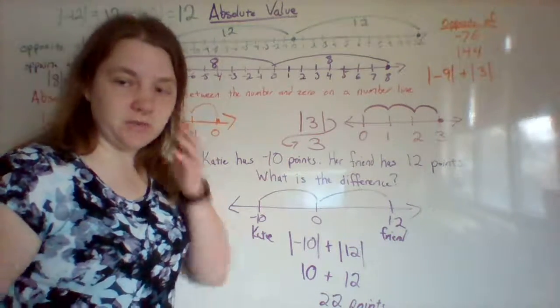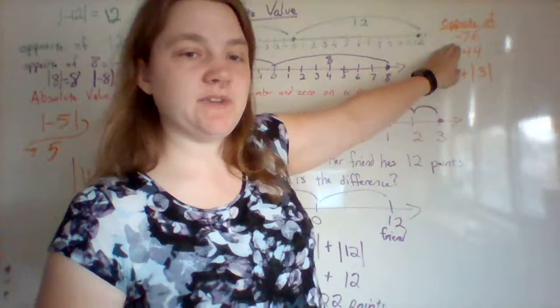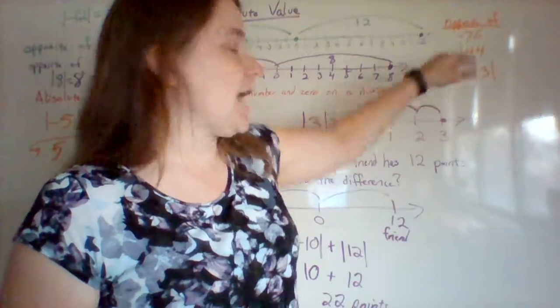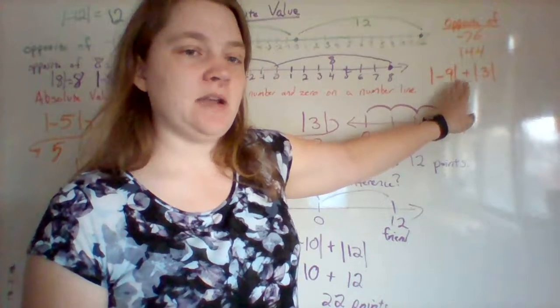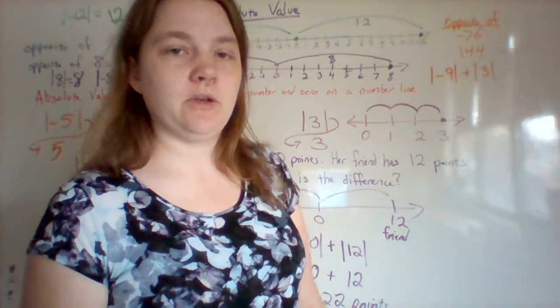What you're going to do is tell me the opposite of negative 76, the opposite of 144, and the absolute value of 9 plus the absolute value of 3.